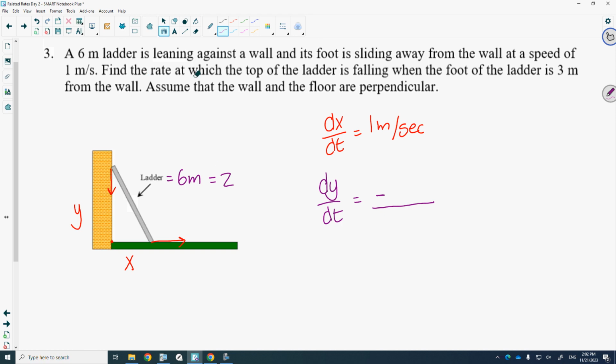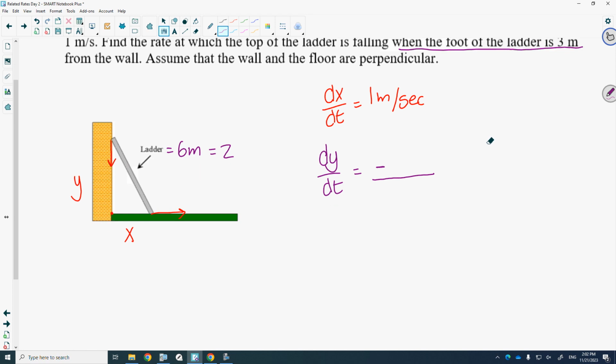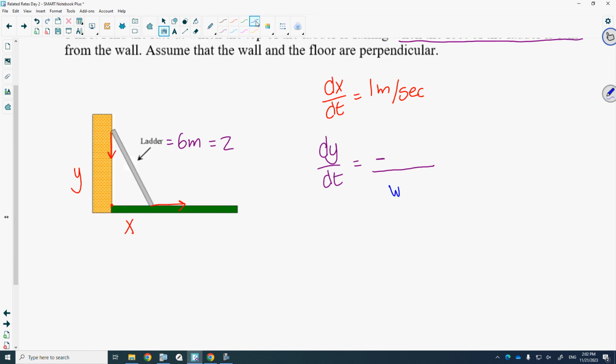So it says, find the rate at which the top of the ladder is falling when, it's going to give me a distance, when the foot of the ladder is 3 meters from the wall. So what letter is going to be equal to 3 for this? Yes. So when x is equal to 3. Now, if I draw my little snapshot down here, I know that this is 3. They want to know the rate when that guy is 3. My ladder is 6.